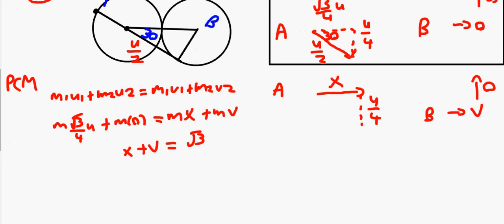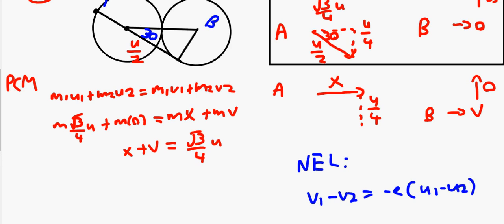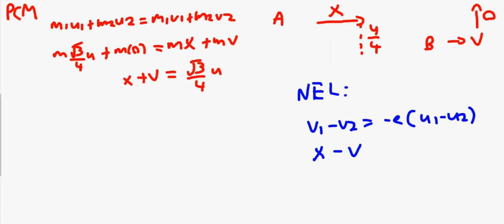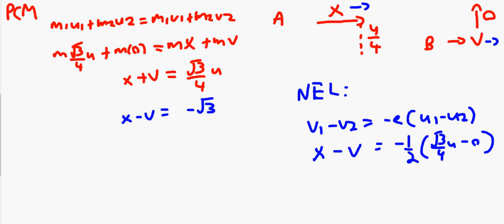Next one we're going to get is NEL, which is v1 minus v2 equals minus e into u1 minus u2, and then we're going to get x minus v. Now x minus v is basically your v1 minus v2, and that equals an e value of 1/2 times minus, and then it's root 3 over 4 u minus 0. Now we're going to get a new equation here, which is x minus v equals minus root 3 over 8 u.